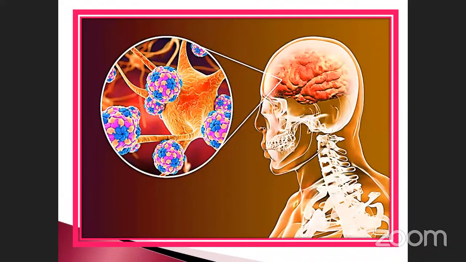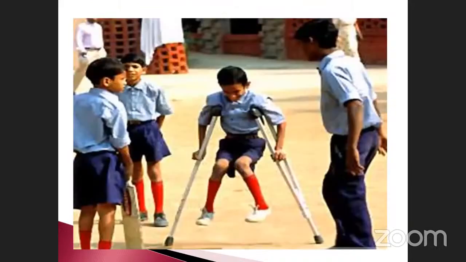See how the cell will be affected. So these are the brain cells. The microorganism is attached to the neurons, the nerve cells. Finally, it will produce the toxic effect. See, this is a stage of children affected by poliomyelitis. That's why you have to take the polio vaccine, the oral polio vaccine.